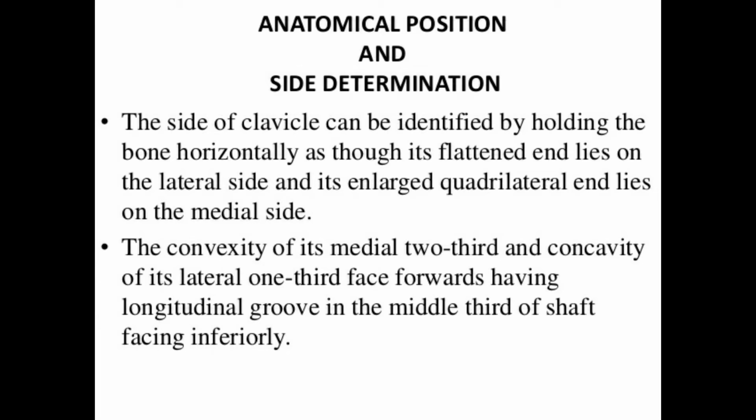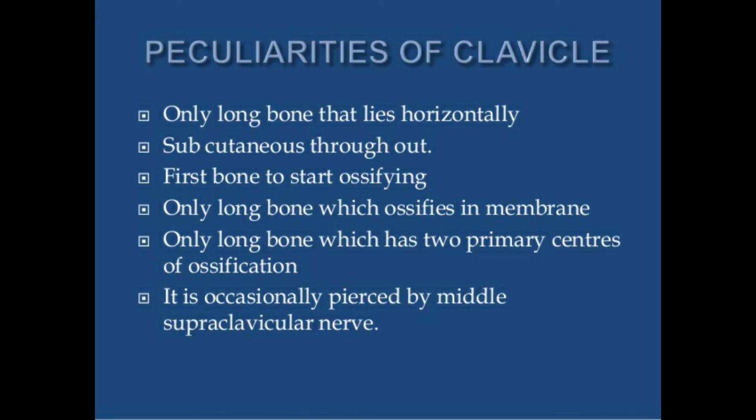So those are some characters for the side determination of the clavicle. Now moving on to some unique features, let's talk about some of the peculiarities of the clavicle. One of the most important unique features is that it is the only long bone that lies horizontally. All the other long bones lie perpendicular, you can say, but this is the only long bone lying horizontally, which is a very unique feature of the clavicle with respect to the other bones. Secondly, it is subcutaneous throughout.